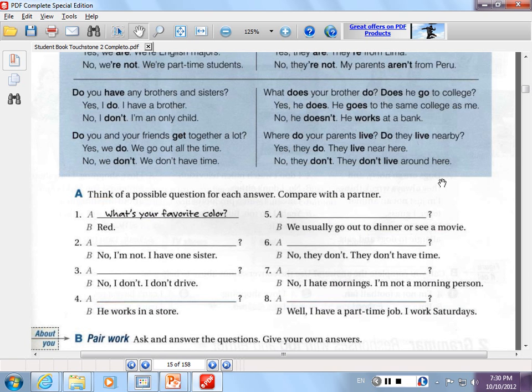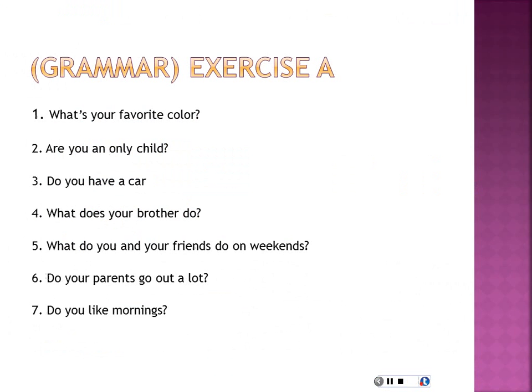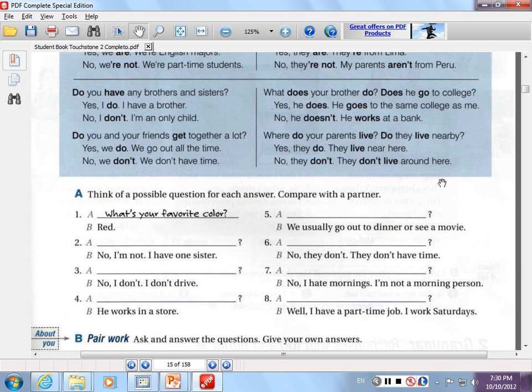The last answer that we need to write a question for: Well, I have a part-time job. I work Saturdays, or I work on Saturdays. Part-time job is the opposite of full-time job. So the possible question for this answer, which is number 8, is: Do you work? So the answer again: well, I have a part-time job. I work only on Saturdays. That's why it's called a part-time job.